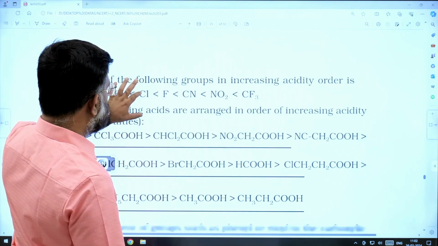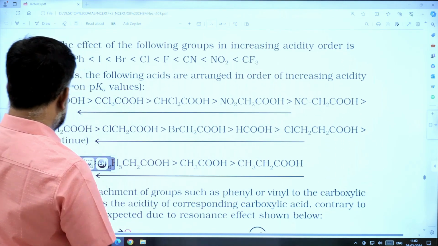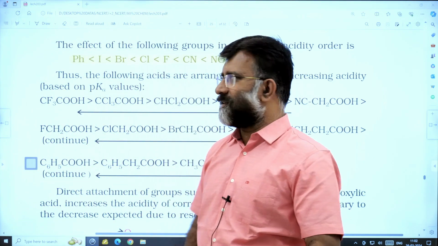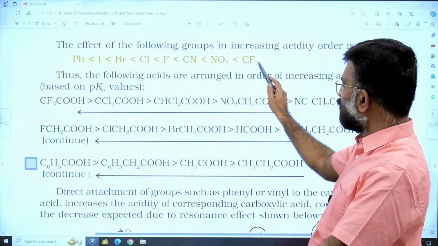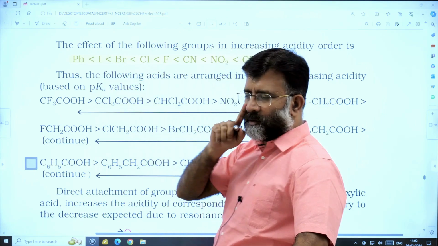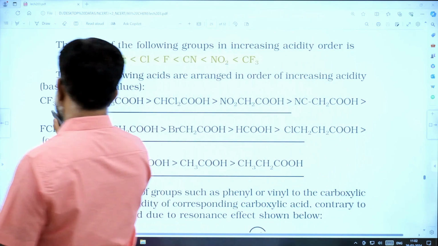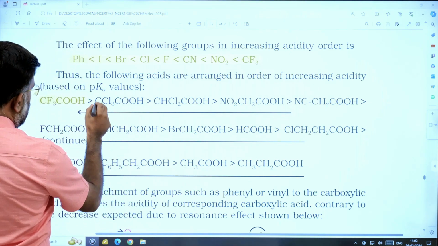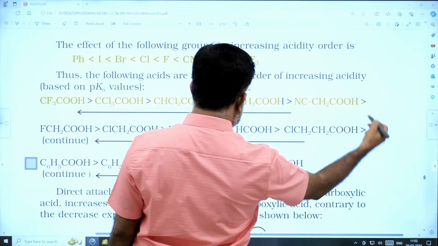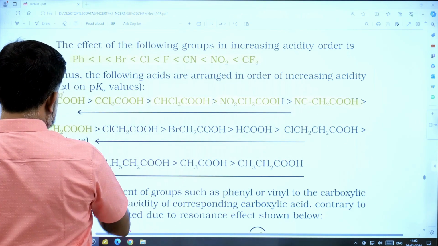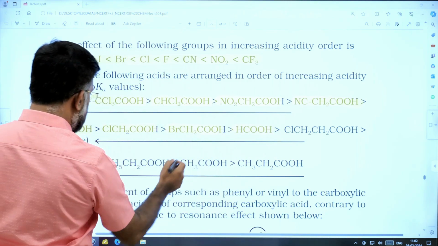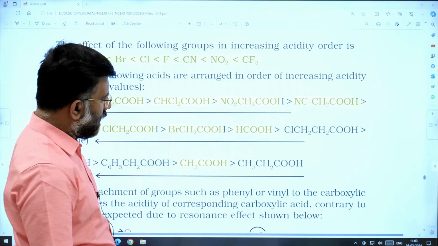And this order, I would say, you must learn by heart. This order of various groups, how they influence the acidic nature. You see, CF3 when it comes, most acidic. Nitro, cyano, fluorine, chlorine, bromine, iodine, phenyl. It goes like that. And a relative order here: trifluoroacetic acid, trichloroacetic acid, dichloro, nitro, cyano, monofluoro, monochloro, monobromo, formic acid. Formic acid compared to acetic acid is a better strong acid.